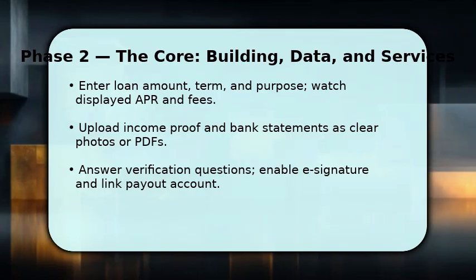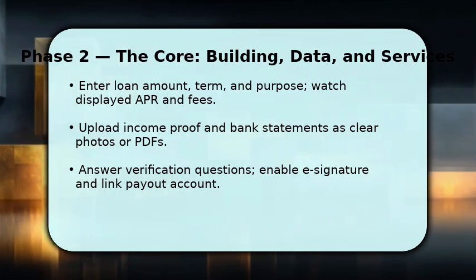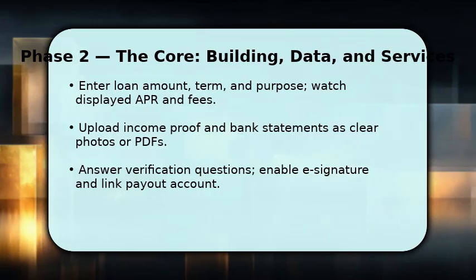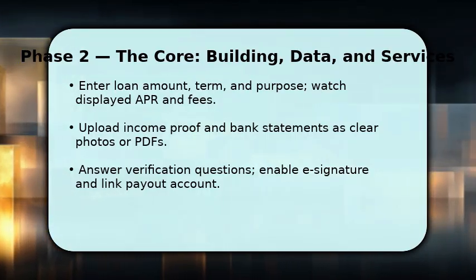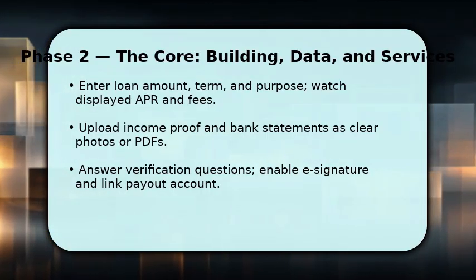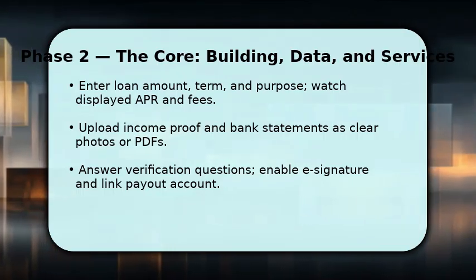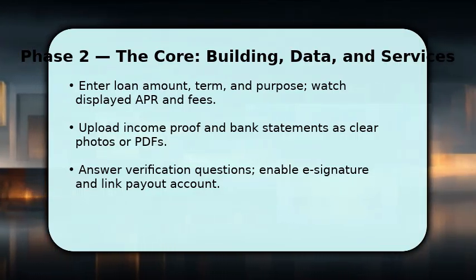Make sure scans are legible because automated verification reads them. Next, complete identity and employment questions. These cross-check data and speed approval. Enable e-signature, link the payout account, and review fee disclosures carefully.